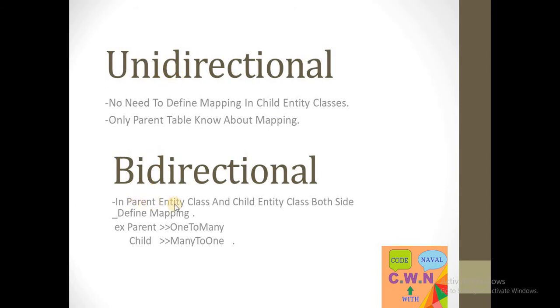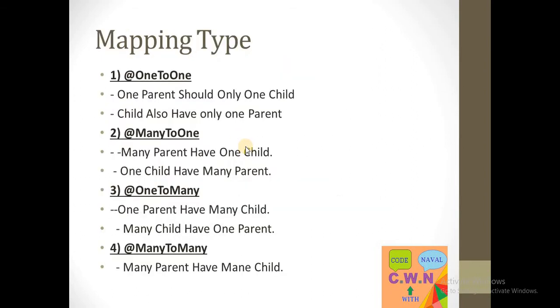The second one is bidirectional. In the parent entity class and child entity class, we need to define a mapping on both sides. In the case of one to many, in the parent we have to define one to many, as well as in the child class we also have to define many to one. So in this video we will see how to perform unidirectional, and in the next video we will continue with bidirectional.